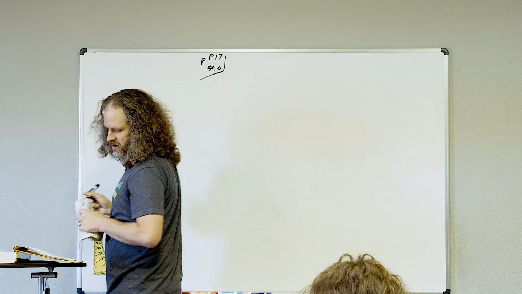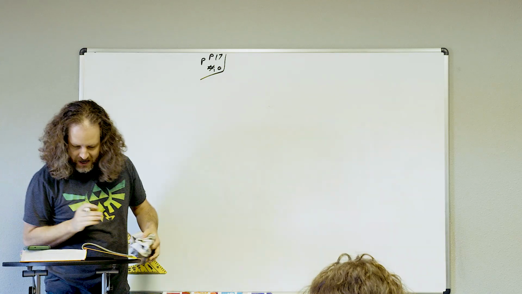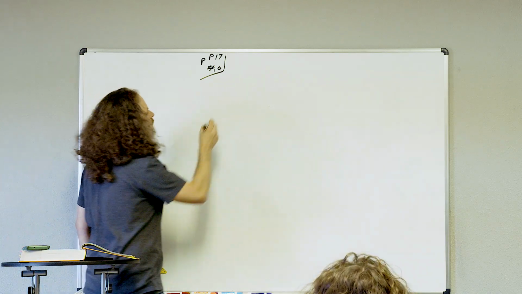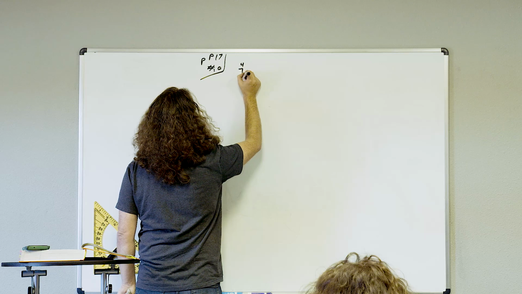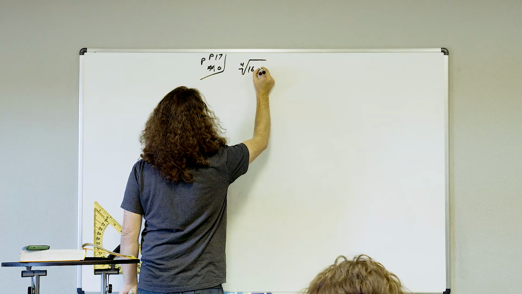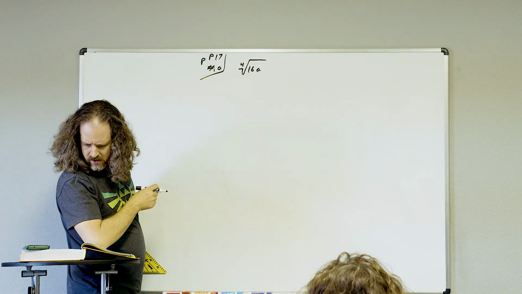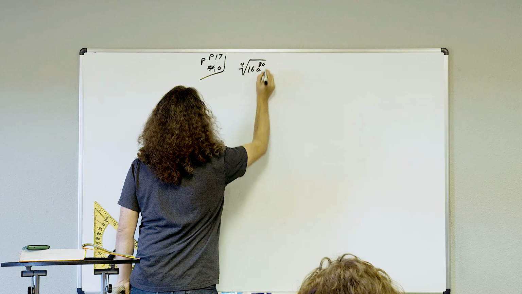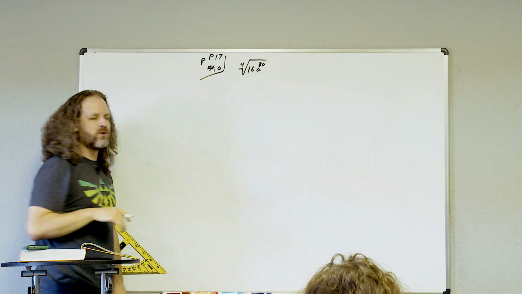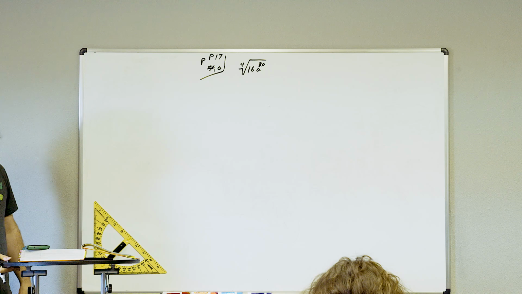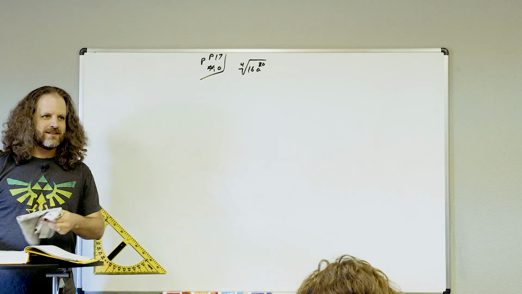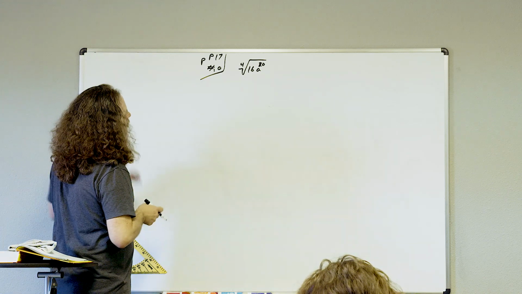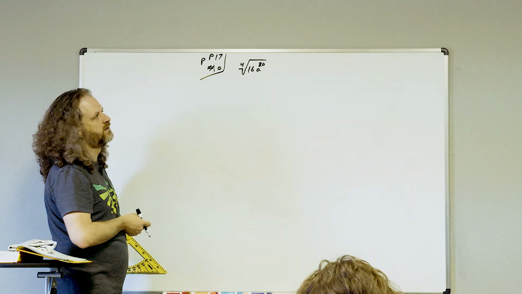All right, so for 10, it's the 4th root of 16a to the 20th. Oh, that would have worked. That first one I said would have worked, because 1 is odd. That's fine. We'll do this one anyway. Totally fine. All right, so what do we do here?